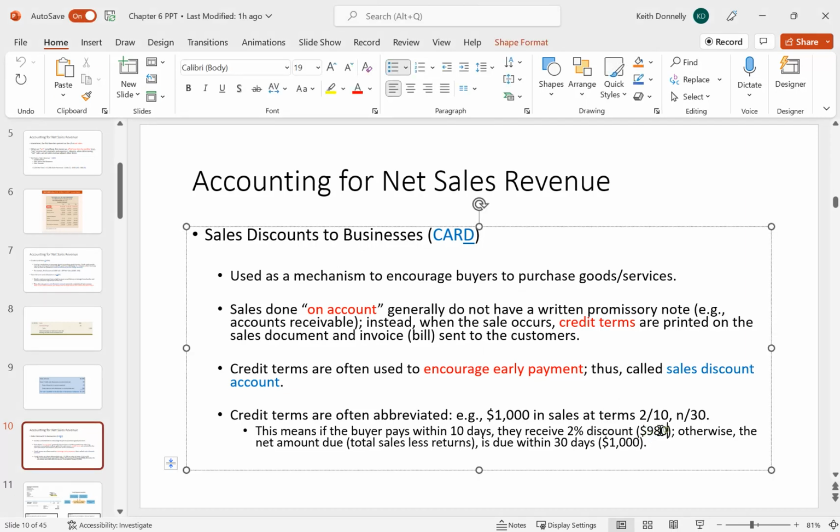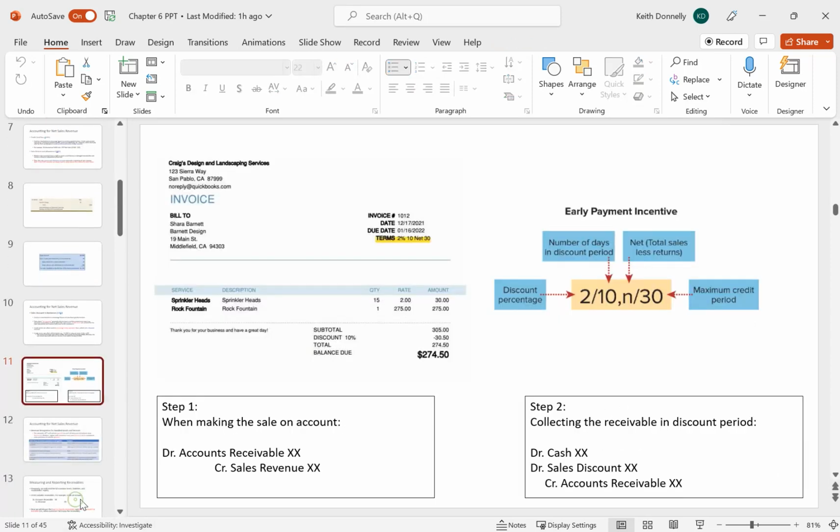So you'll only have to pay us $980. 2% or $20 is a discount. Otherwise, if you don't take us up on this, you don't pay in the next 10 days, the net amount of basically whatever you have remaining outstanding after we consider returns is due in 30 days. So again, in the same way with property taxes, where you want to pay early to take them up on that discount, when you sell items on account, you can encourage your buyers to pay you early that account receivable through these credit terms.